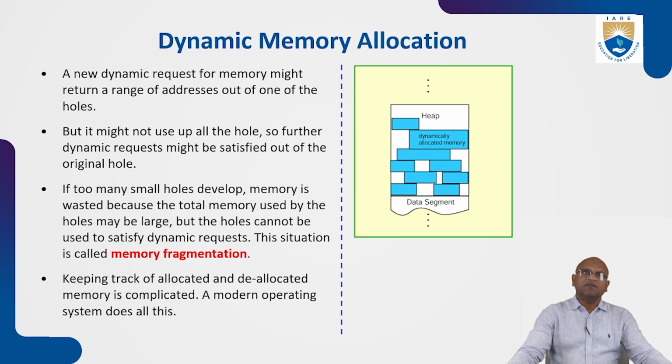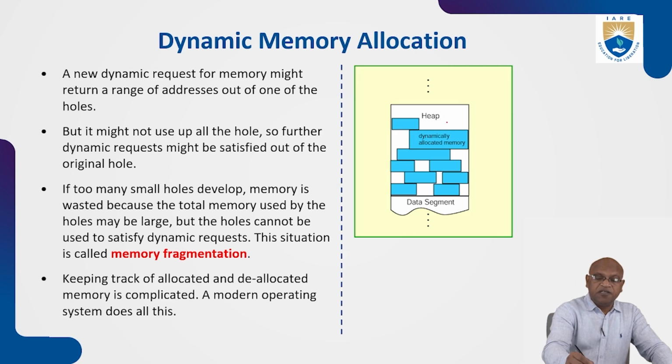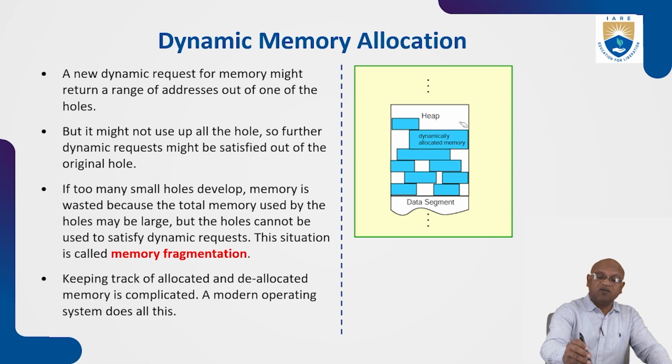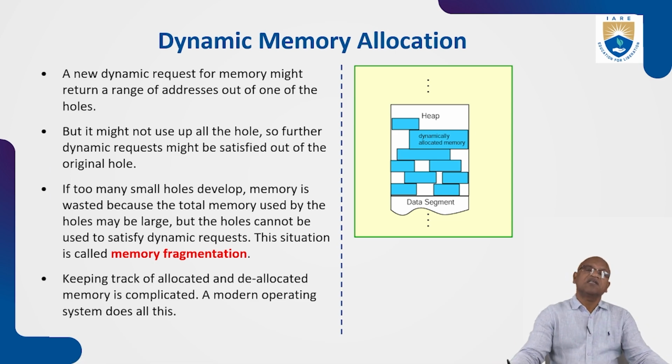So dynamic memory allocation: a new dynamic request for memory might return a range of addresses out of one of the holes. Holes means empty area, empty space, already allotted to some process. Once that process is executed, it will return that memory to the OS. For example, heap. After executing the method, it will return whatever memory we allotted to the OS. The OS will allocate that memory to some other process.